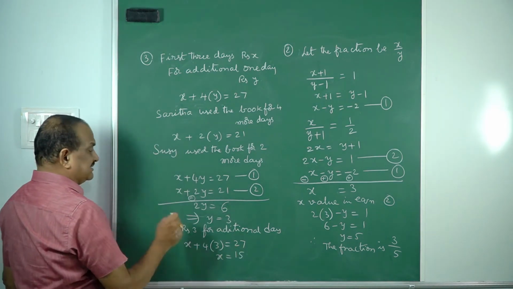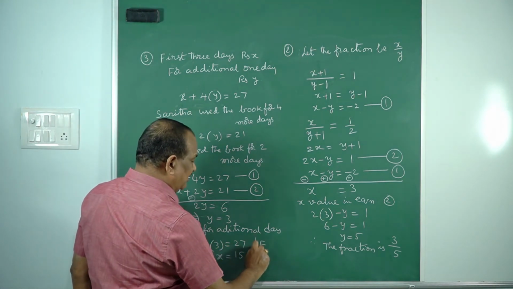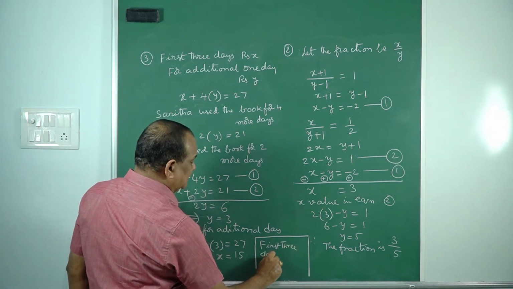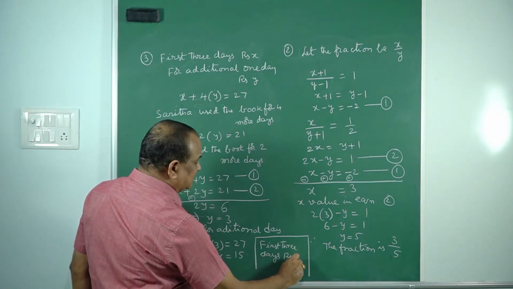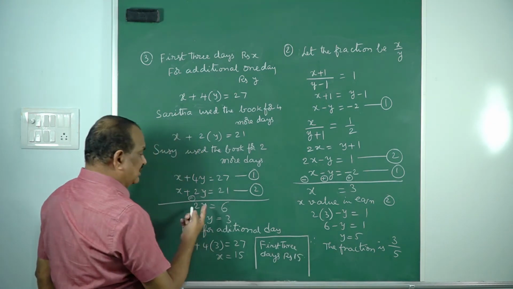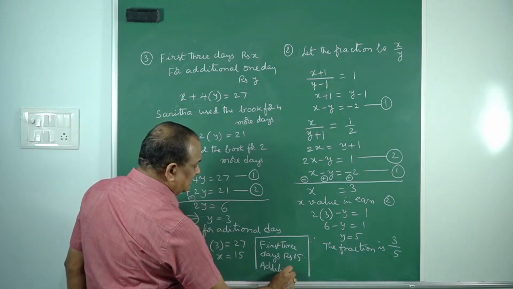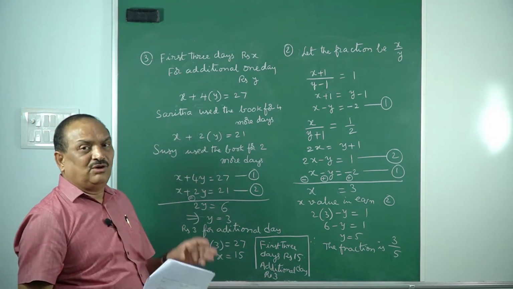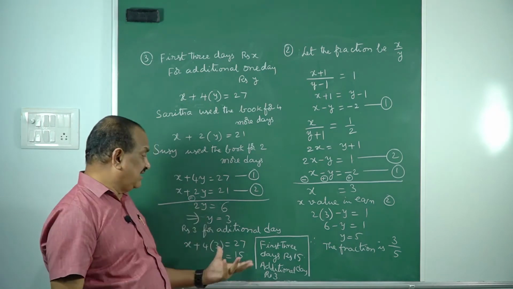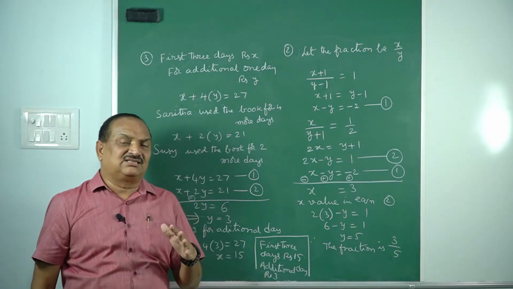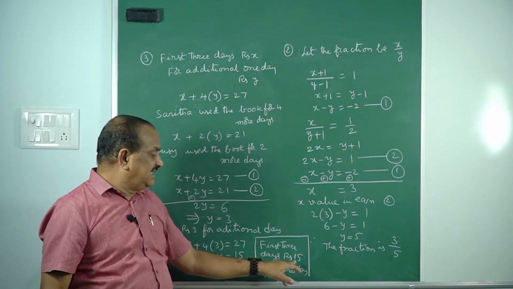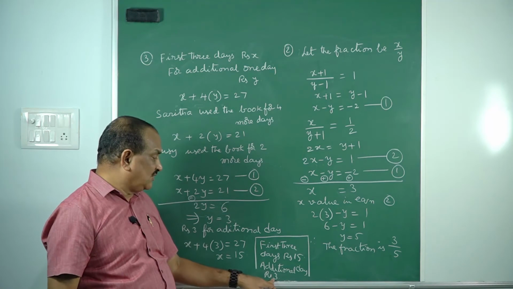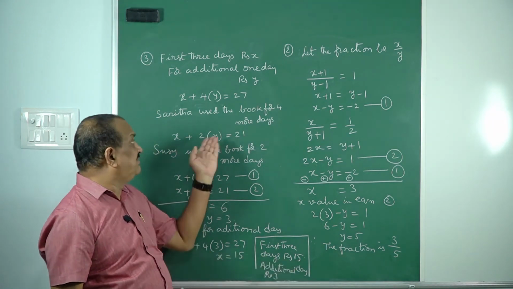So understand like this. First 3 days, fixed charge 15 rupees. And additional day, it is only 3 rupees. That's how you understand it. If you want to verify, let us say 7 days Sarita used. First 3 days she pays 15, and additional 4 days, 4 times 3 is 12. 12 and 15, that's how she paid 27.